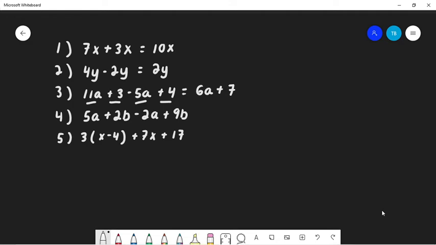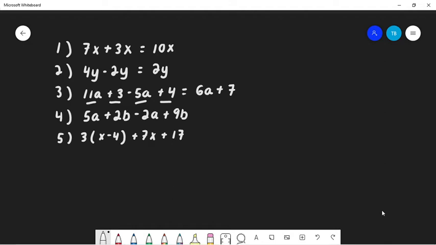Okay, how about number 4? We have 5a plus 2b minus 2a plus 9b. So now we have a mathematical expression with two different variables. And again, we can't combine terms if they are not like terms. We can only combine them if they have the same variables.